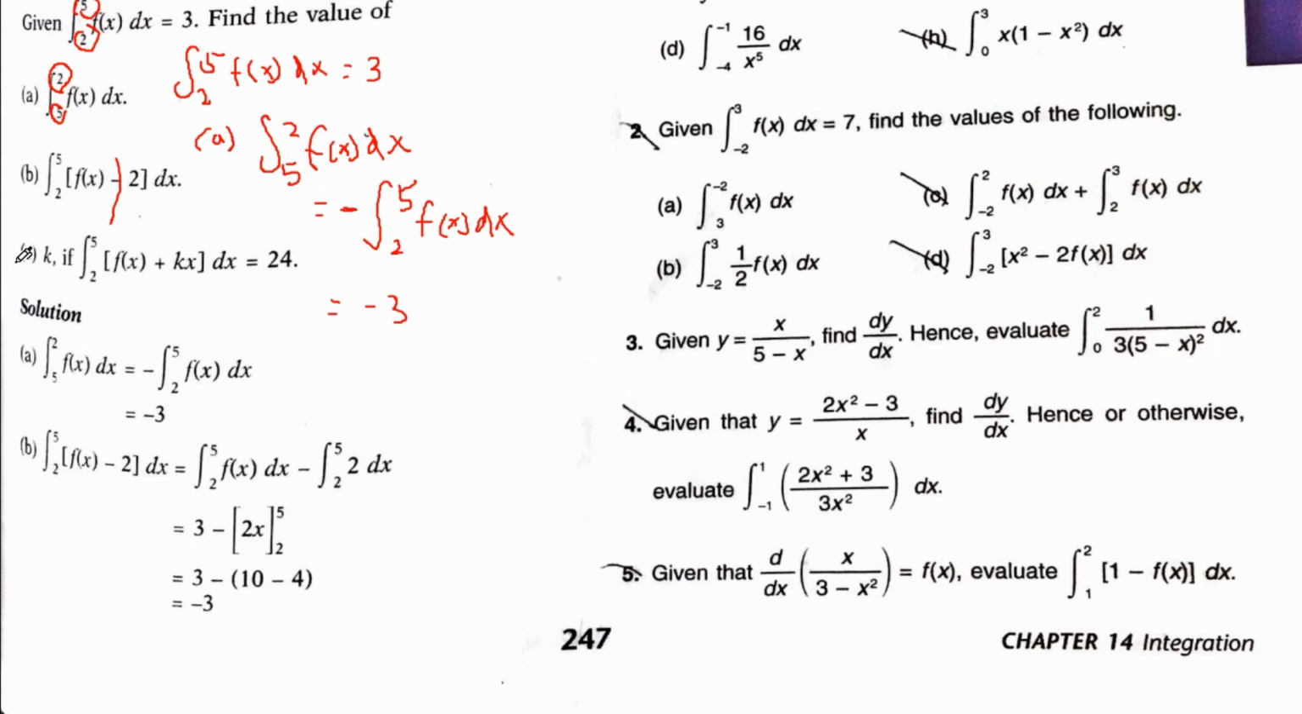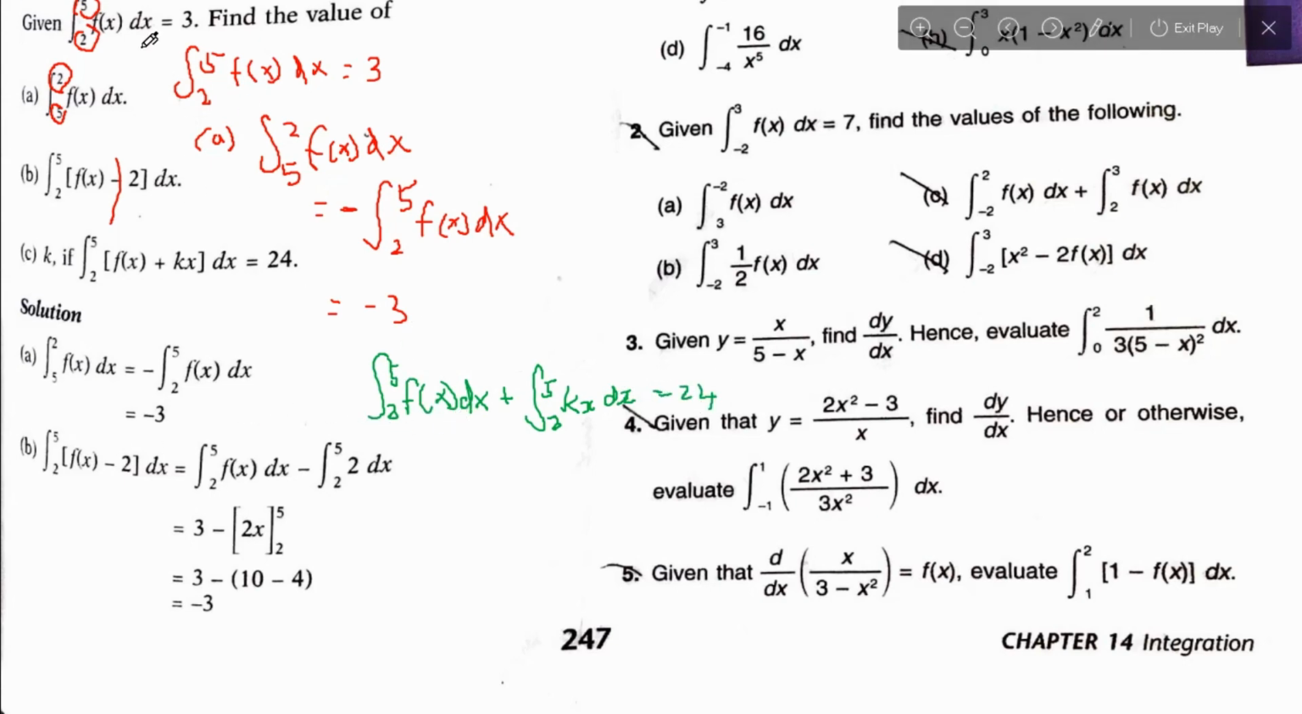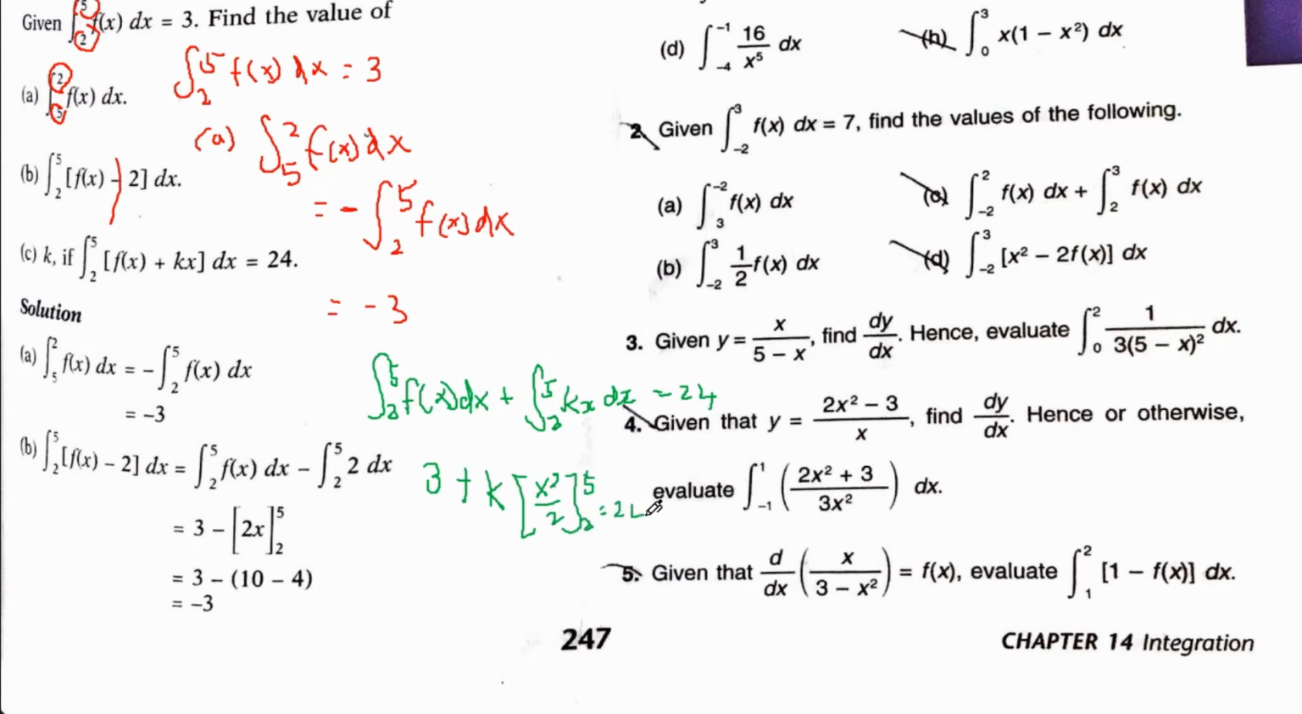So let's try C. Find the value of k. This is also 2 functions, so let's do it in another color. Integrate 2 to 5 of f(x) dx plus integrate 2 to 5 of kx dx equals 24. The integral of f(x) from 2 to 5 is given from the equation, this is 3, plus k is a constant, so we can leave k outside. Then we integrate x, you will have x squared over 2 from 2 to 5 equals 24.